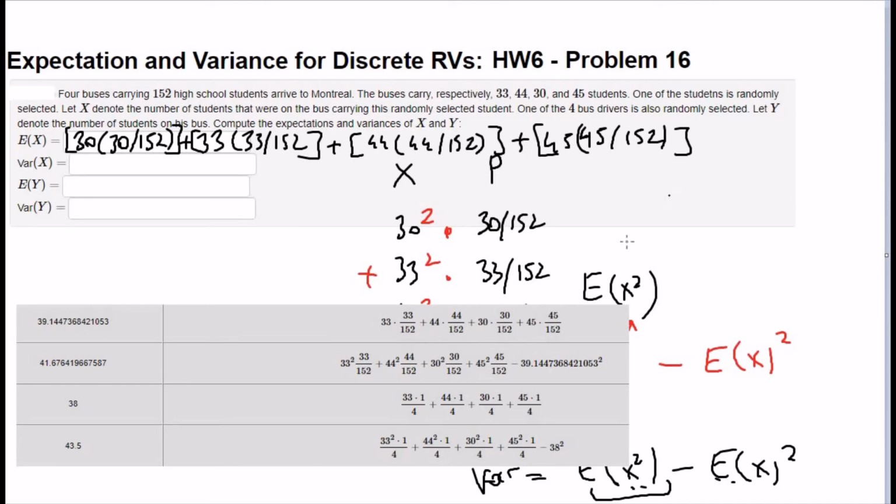And for the expectation of y, the probability of picking each bus driver is 1/4. And we have 33 students in the first bus, so 33 times 1/4 plus 44 times 1/4. Similarly, the definition of expectation is x times p. And variance of y is, first we need to find the expectation of y squared. We square each y value, multiply it by the probability of each y value, minus the square of the expectation of y, which will give us the variance of y.